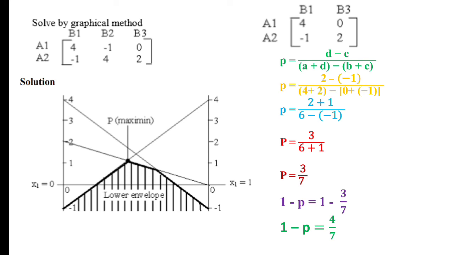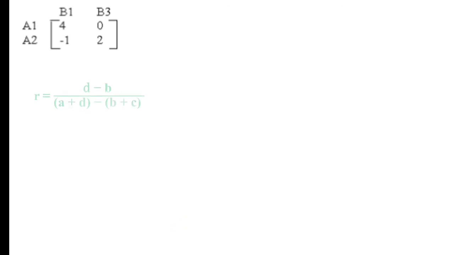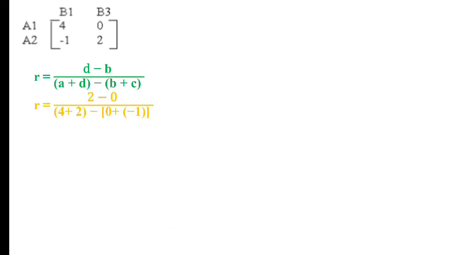Similarly, here we will consider the lower envelope, that is the downside maximum point. Then coming to the Q value formula, substitute the values: (2 minus 0) divided by (4 plus 2 minus 0 plus minus 1). So we will get R equal to 2 by 7. Then 1 minus R equals 1 minus 2 by 7. Then we will get 5 by 7.